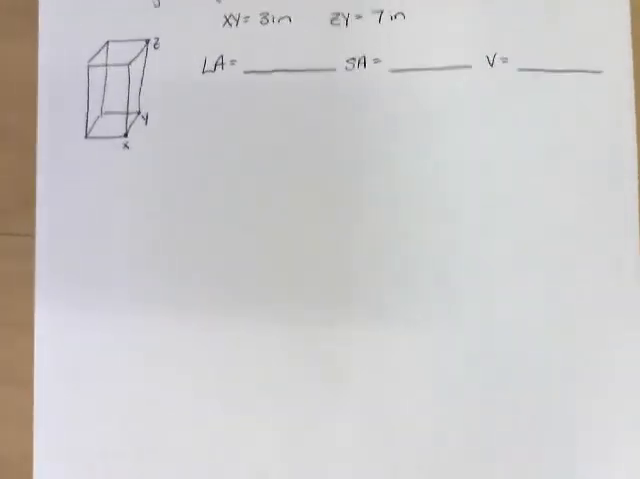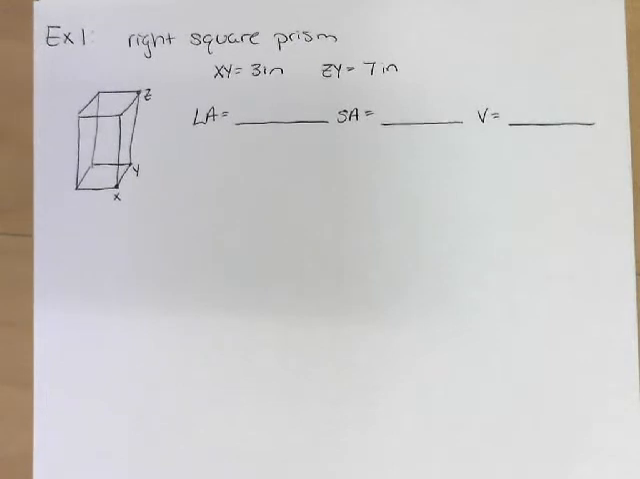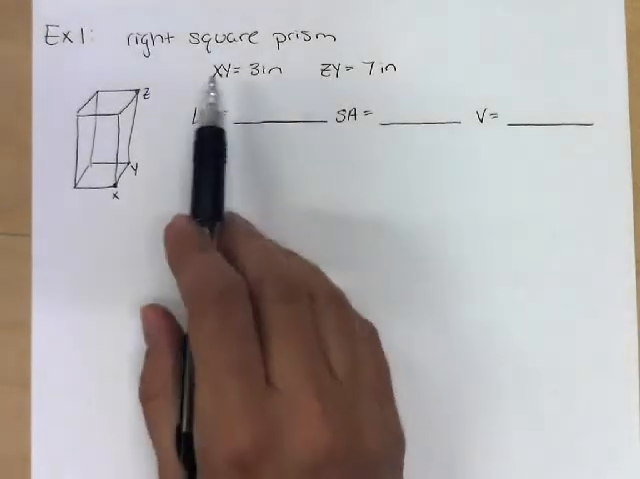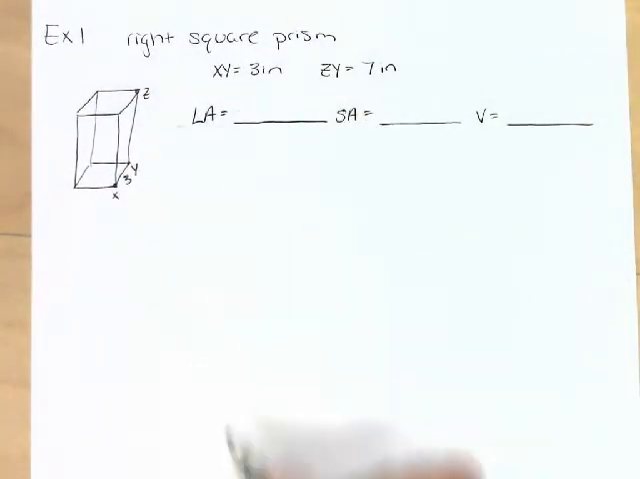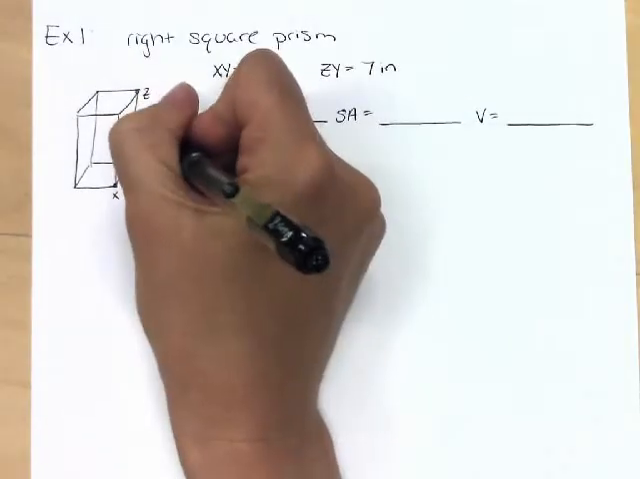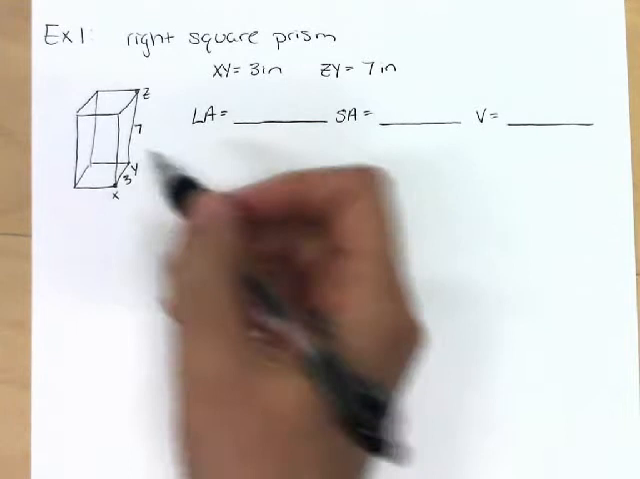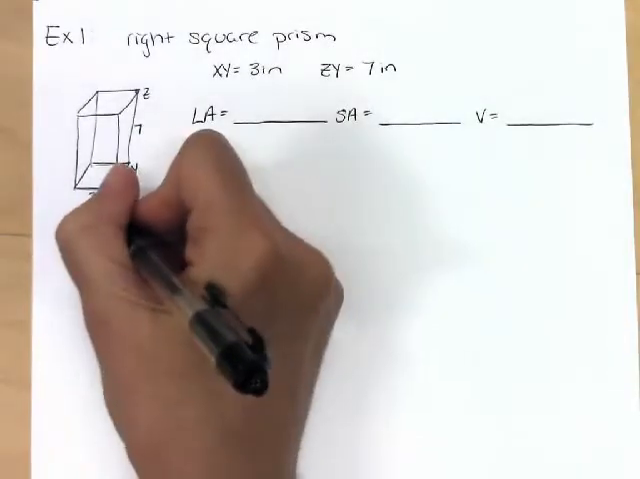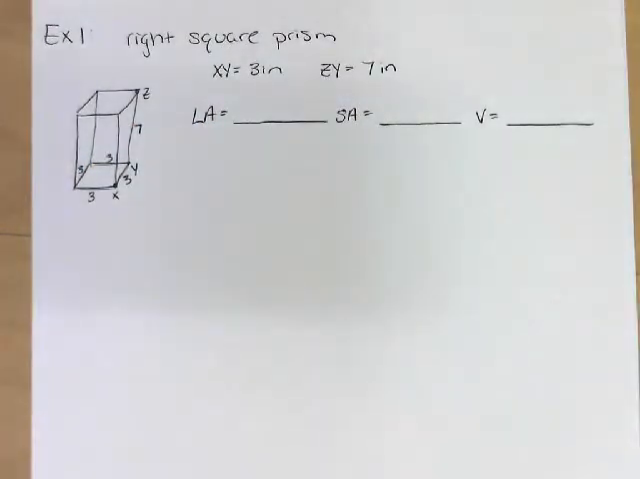First example is going to be with a right square prism. It's given to you that this is a right square prism, and we're given lengths xy and zy. So xy is 3 and zy is 7. Let's label our figure. If this is a right square prism, it means that the base is a square, and if one side is 3, then all sides are 3.